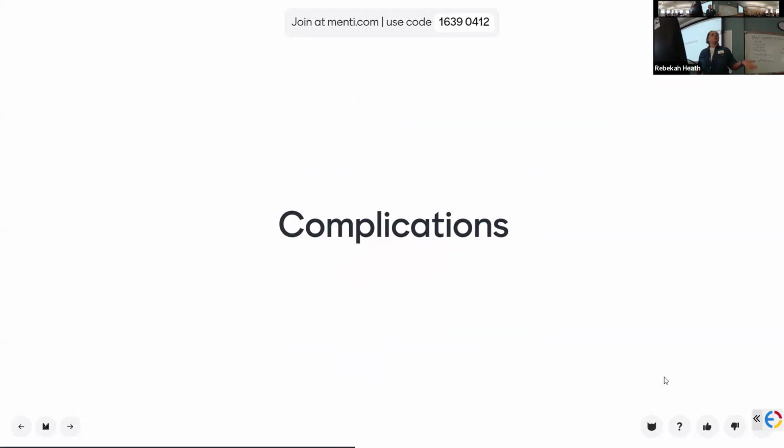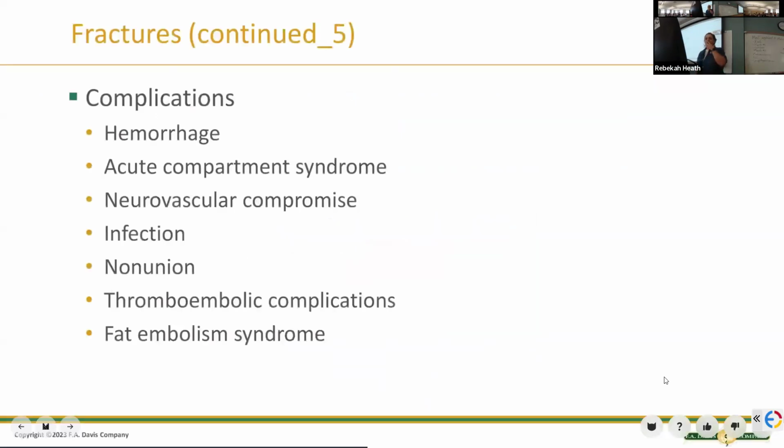Okay, complications. So when we have fractures, what kind of complications can happen? Hemorrhage, right? Bleeding. We talked about femoral fractures right next to that femoral artery, right? That's a very big risk of happening. Acute compartment syndrome. We're going to talk about that in a minute. I have a picture. Neurovascular compromise, right? What does that mean?